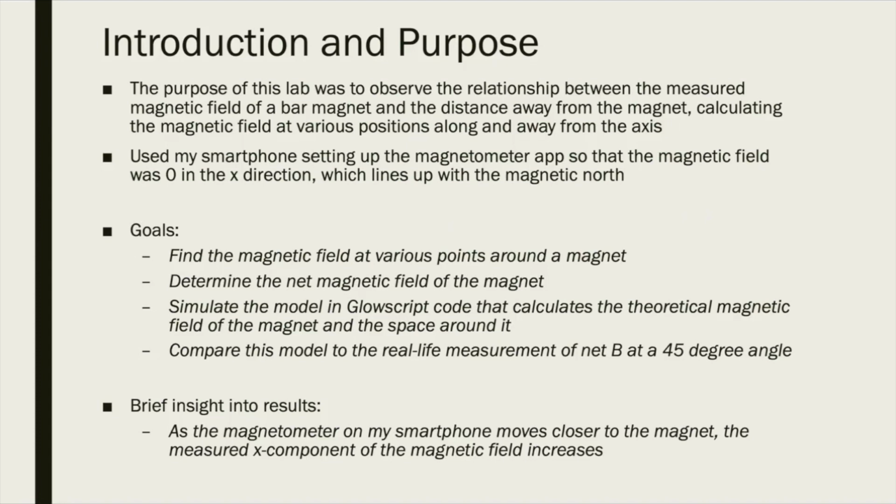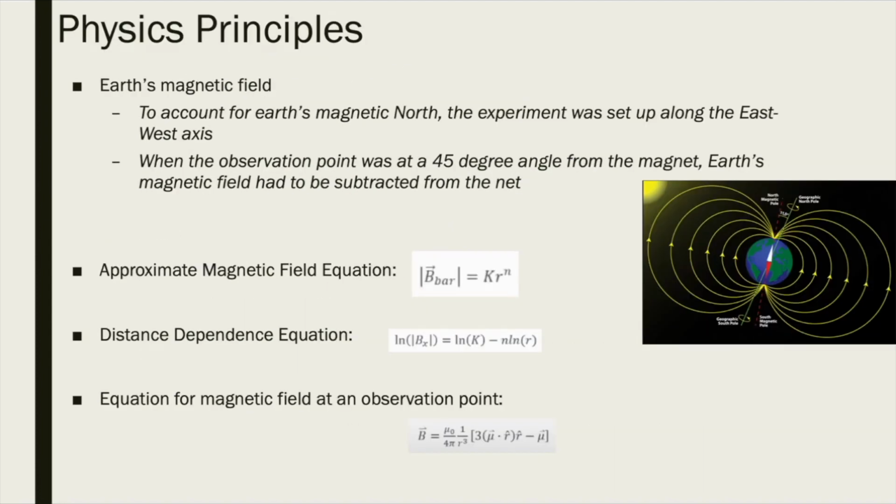As the magnetometer on my phone moved closer to the magnet, we saw that the measured x component of the magnetic field increases. Some physics principles used: just Earth's magnetic field. We have to account for the magnetic north, and the experiment was set up along the east-west axis to account for this. And then when the observation point was at a 45-degree angle from the magnet, Earth's magnetic field had to be subtracted from the net.